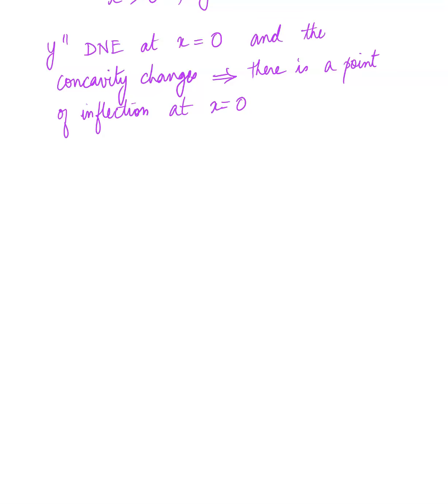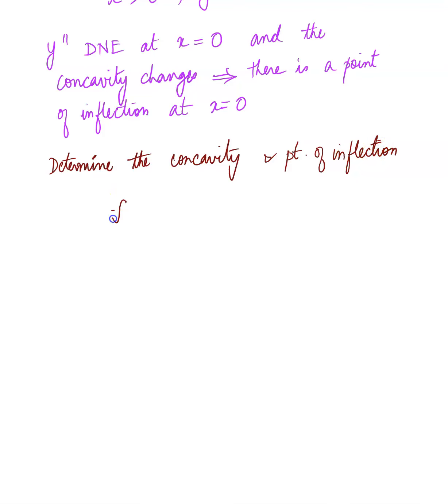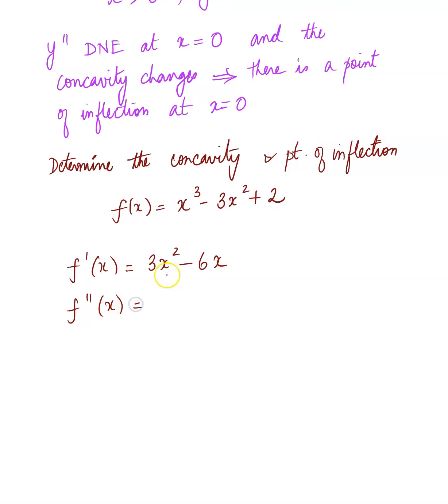Let me put up the next problem. Determine the concavity and point of inflection for this function f of x equals x cubed minus 3x squared plus 2. Okay, let's find f prime of x. 3x squared minus 6x. And f double prime of x, 6x minus 6.